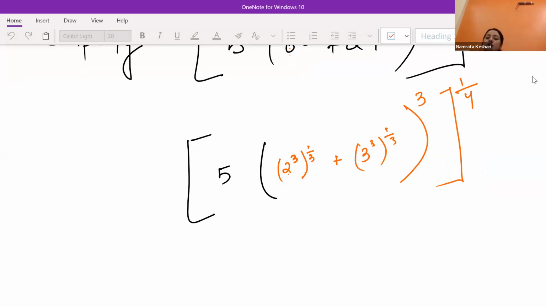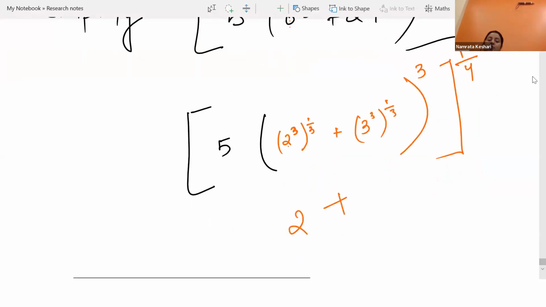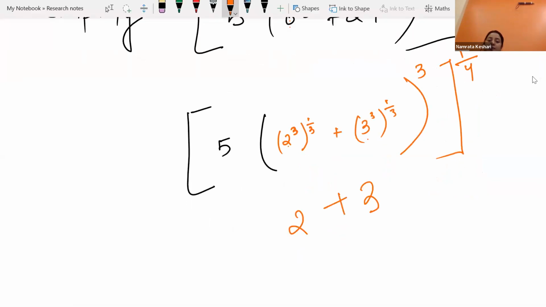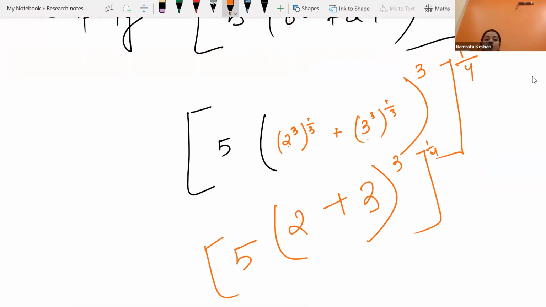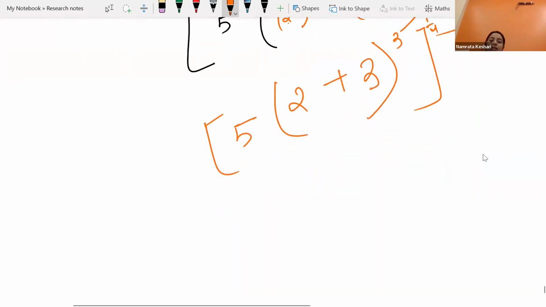So this 2 to the power 3 to the power 1 by 3, we realize that we can write it as only 2. We realize that we can write it as only 3. And that is having power 3. Here we are having 5 and everything is having power 1 by 4. Any confusion so far to anyone? No, ma'am. Okay, let's continue.